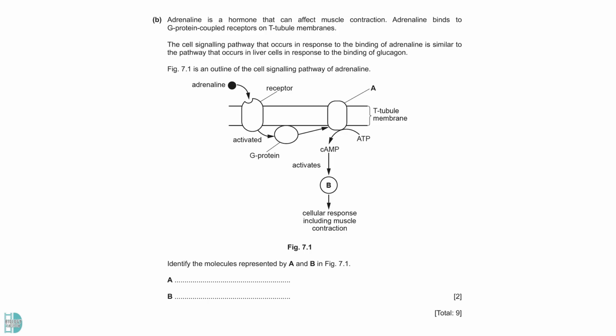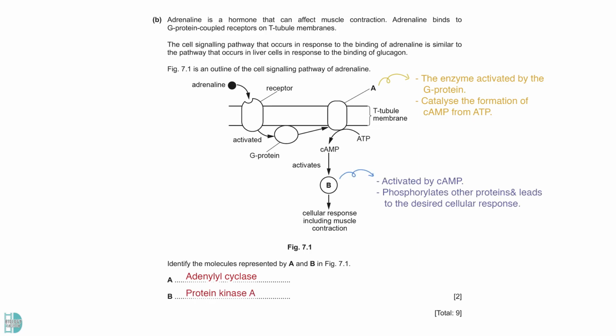In B, we have a diagram showing the cell signaling pathway of adrenaline. A is the enzyme activated by the G protein. It will then catalyze the formation of cAMP from ATP. It is adenylyl cyclase. The enzyme activated by cAMP is protein kinase A. It phosphorylates other proteins in the cell, leading to the desired cellular response.